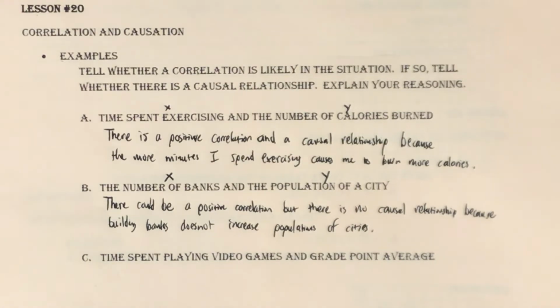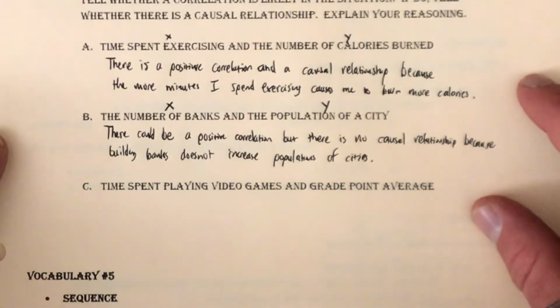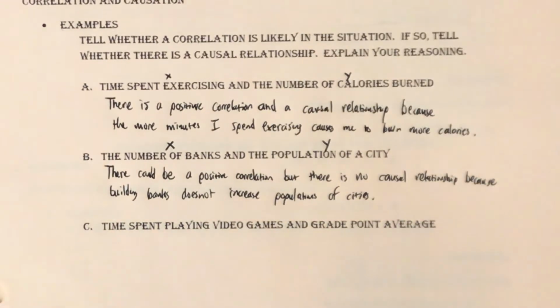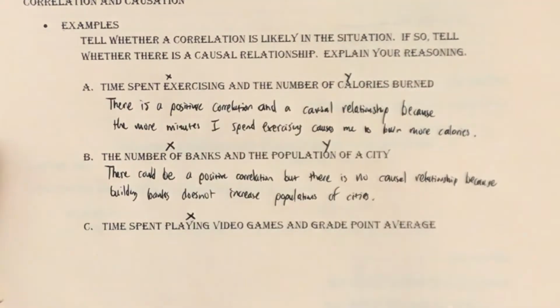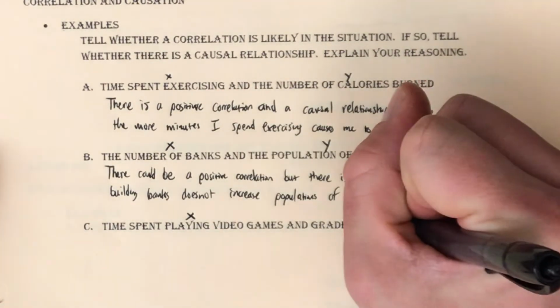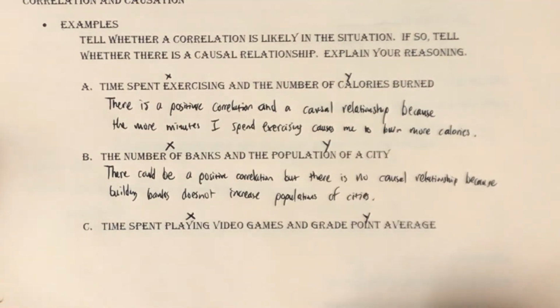All right, so example C, last one. I'd encourage you to try this one on your own and then check your answer with mine. So example C says, time spent playing video games and grade point average. So the time spent playing video games, that's like my X, and my grade point average, that's like my Y.